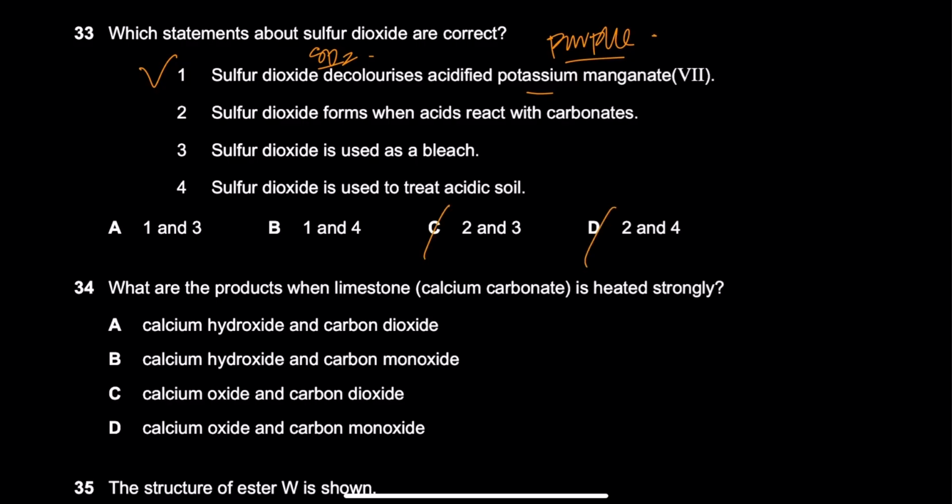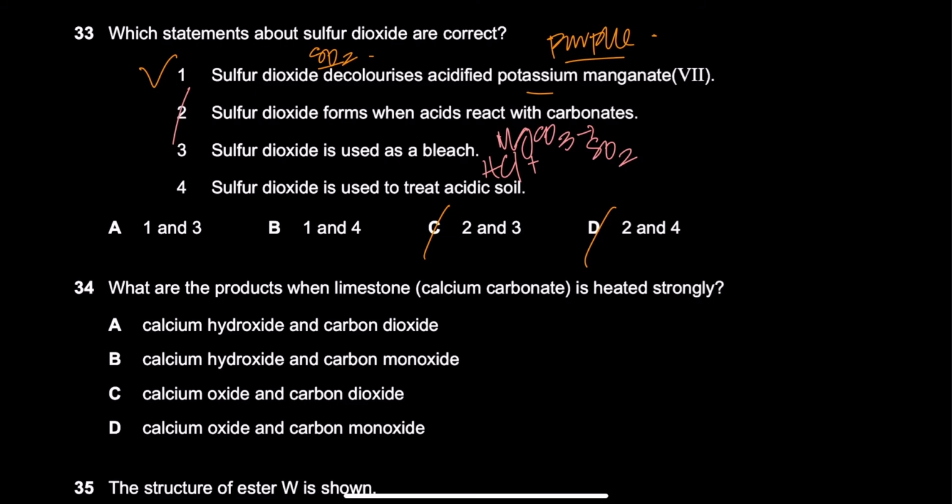Now sulfur dioxide forms when acid reacts with carbonates. No, acid reacts with carbonates. That's so wrong. Sulfur dioxide forms when any acid, take HCl, reacts with, let's say, magnesium carbonate. Where is sulfur here that it's going to form, right? So 2 is absolutely wrong. Where did they even get this option?